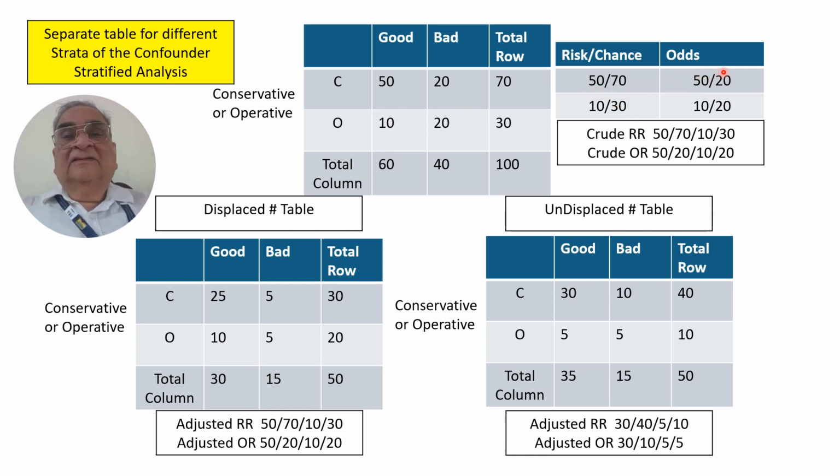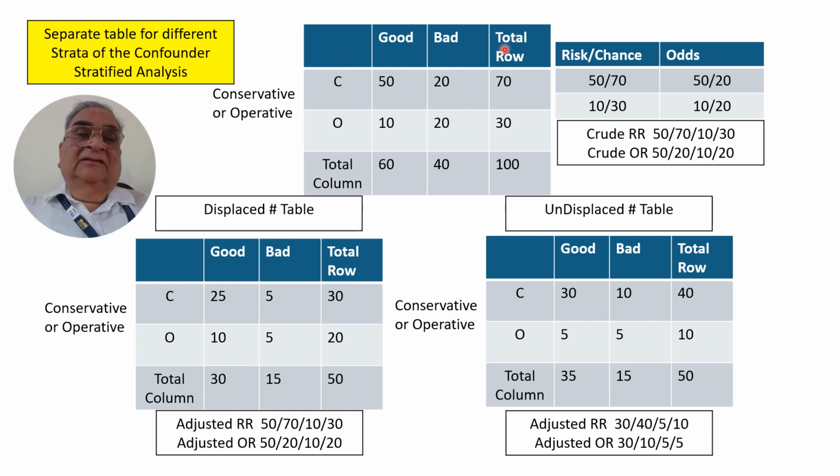So this is the risk in the conservative group. This is the risk and the odds in the operative group. And 50 upon 70 divided by 10 upon 30 is the crude relative risk. And 50 upon 20 divided by 10 upon 20 is the crude odds ratio, associating conservative and operative treatment to good and bad result, unmindful of whether the fractures were displaced or not.